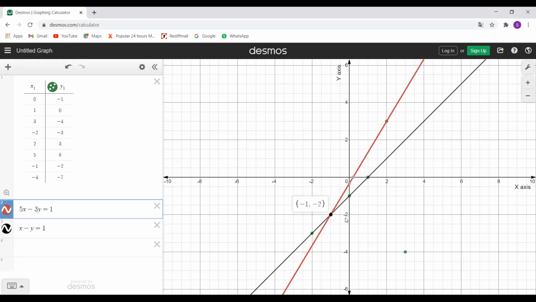This way we can easily solve simultaneous linear equations by using a graphical method. We can solve this using traditional graph paper also, but we can easily solve it by using this Desmos graphical calculator. So this is how we can solve using a Desmos graphical calculator and find the solution of the two equations.